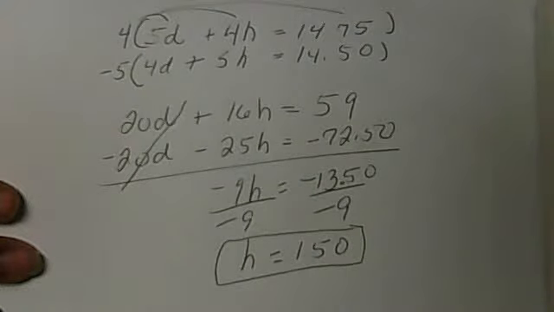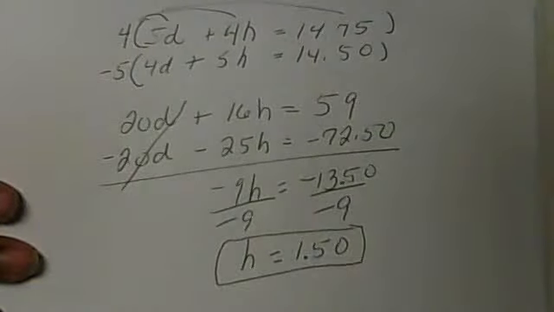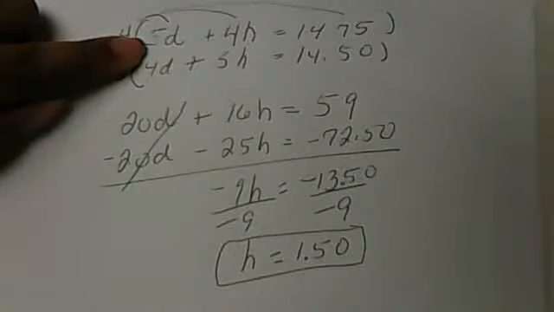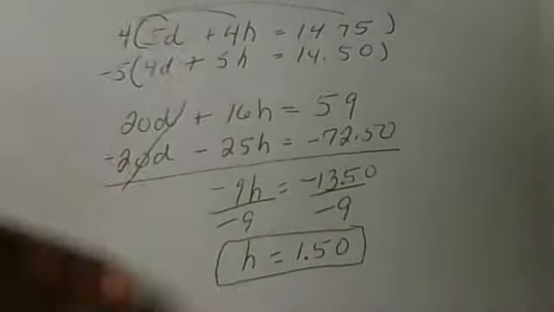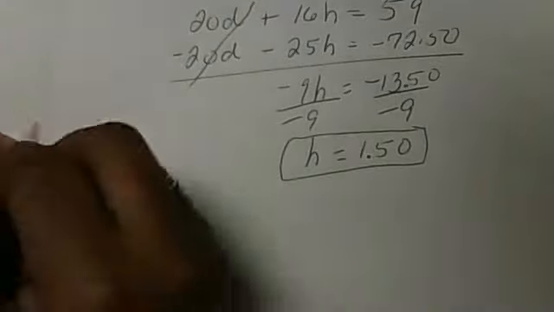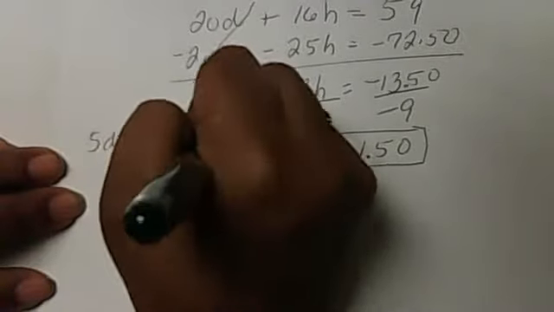So all I have to do now is go back into one of my original equations and replace that into my original equation and find out exactly what my hot dogs are going to be. I might choose this one. I can squeeze it over here. Right, I'm going to rewrite it. It was 5D plus 4H is equal to 14.75.